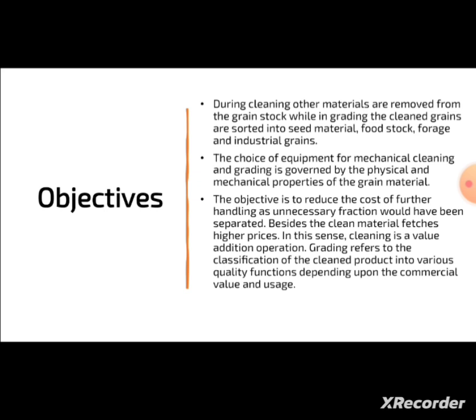usages. So there are certain objectives followed by cleaning and grading. During cleaning, other materials are removed from the grain stock, while during grading the cleaned grains are sorted into seed materials, food stock, storage, forage and industrial grains. The choice of equipment for mechanical cleaning and grading is governed by physical and mechanical properties of the grain material. The objective is to reduce the cost of further handling, as unnecessary fractions would have been separated. Grading refers to the classification of cleaned product into various quality fractions depending upon the commercial value and usages.